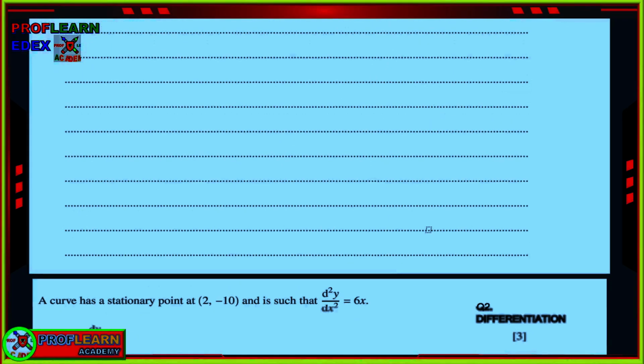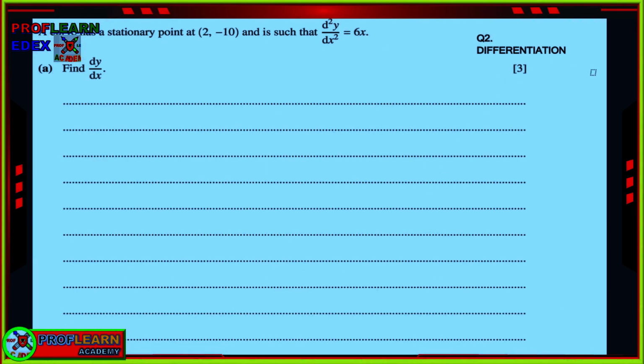Another topic that I really think is very likely to be tested is differentiation. Under differentiation, you'll be expected to find dy/dx. You may be expected to find the stationary point, and also you may be expected to find the nature of the stationary point, if it's a maximum or a minimum. Remember, for you to find the nature of the stationary point, you need to find d²y/dx². And also this question can be asked in form of integration.